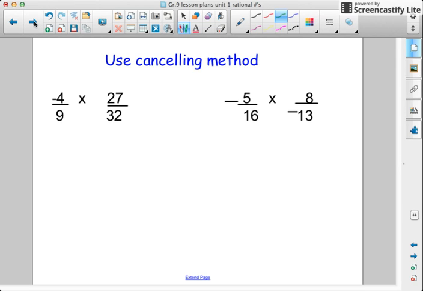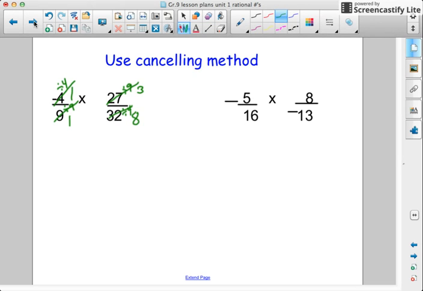Okay, I'm going to start with the 4. I can divide the top and the bottom by 4. So if I divide this by 4, I'm going to get 1. And I divide this by 4, so that cancels. I'm going to get 8. Okay, now I can simplify a little bit more. I could divide this by 9. This would be 1. Divide this by 9. I would get 3.